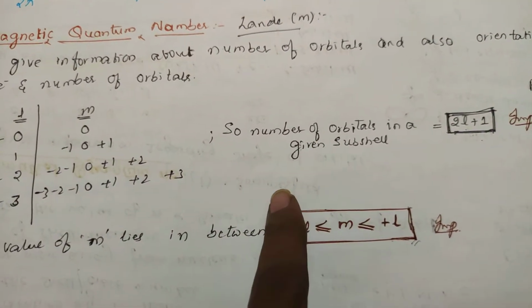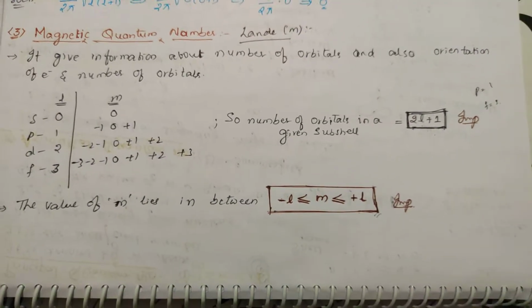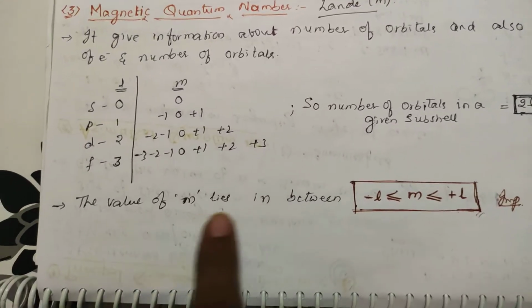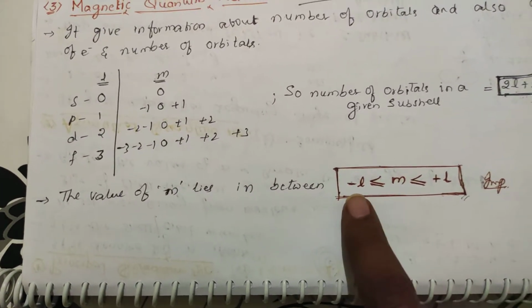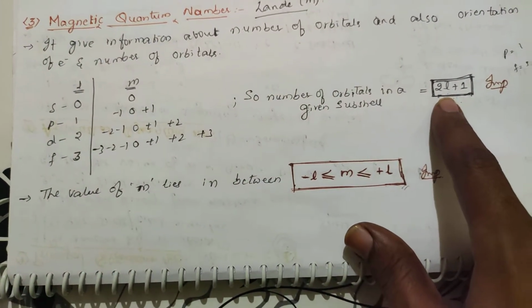So the number of orbitals in a subshell, how many are there? You can calculate it by using the formula 2l plus 1. Already I have said that the value of m lies between minus l to plus l, and the number of values is equal to 2l plus 1.